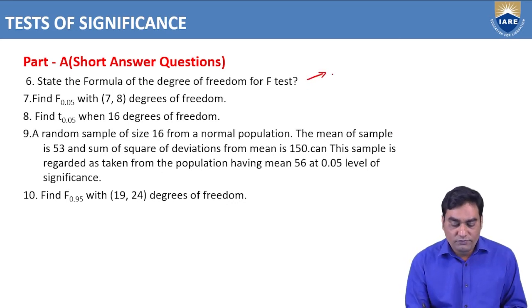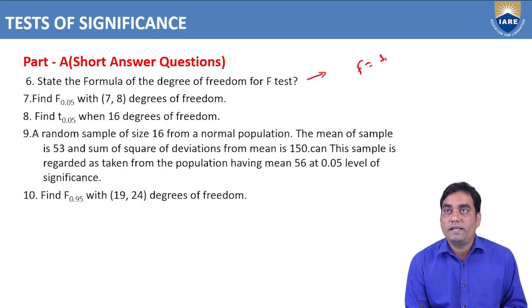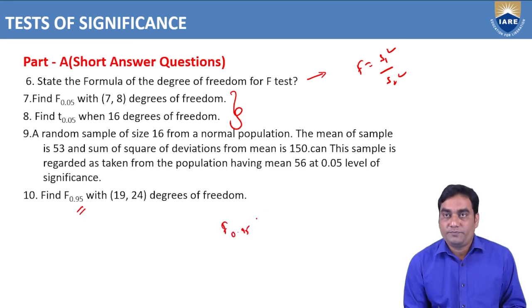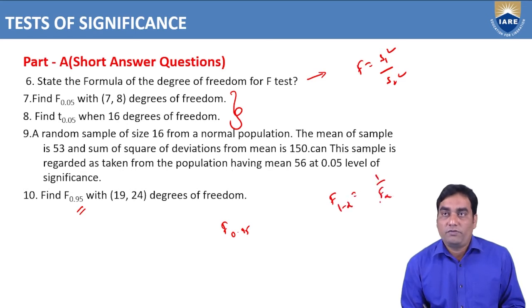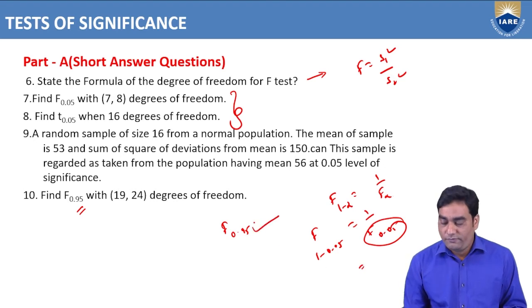Now state the formula of the f-test: F equal to s1 square by s2 square. These values we can choose directly from the F table, F of 0.05. But here F of 0.95 is there. You can use the formula F of 1 minus alpha equal to 1 by F of alpha. So F of 0.95 can be written as F of 1 minus 0.05, that is equal to 1 by F of 0.05. If you know this value, then 1 by that value will give F of 0.95.